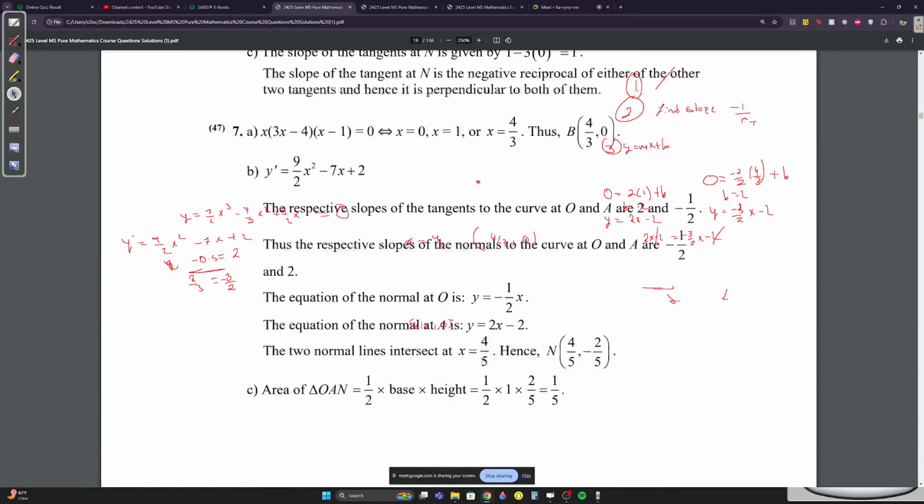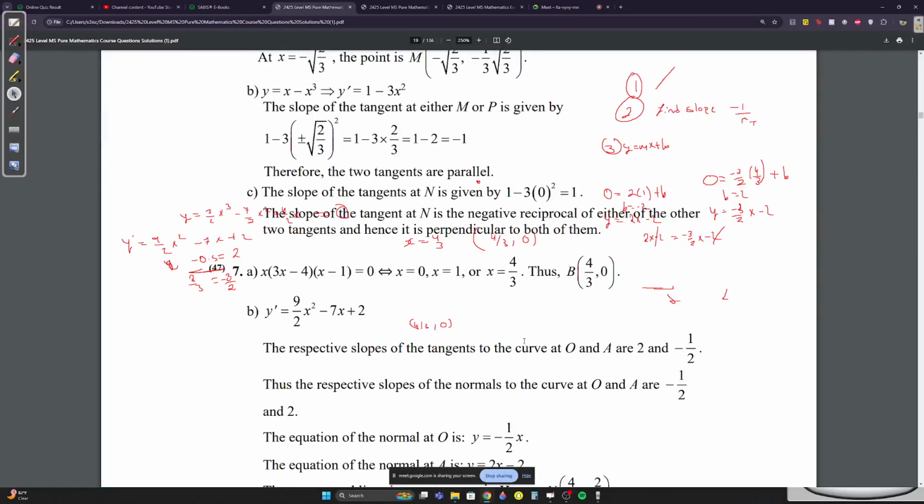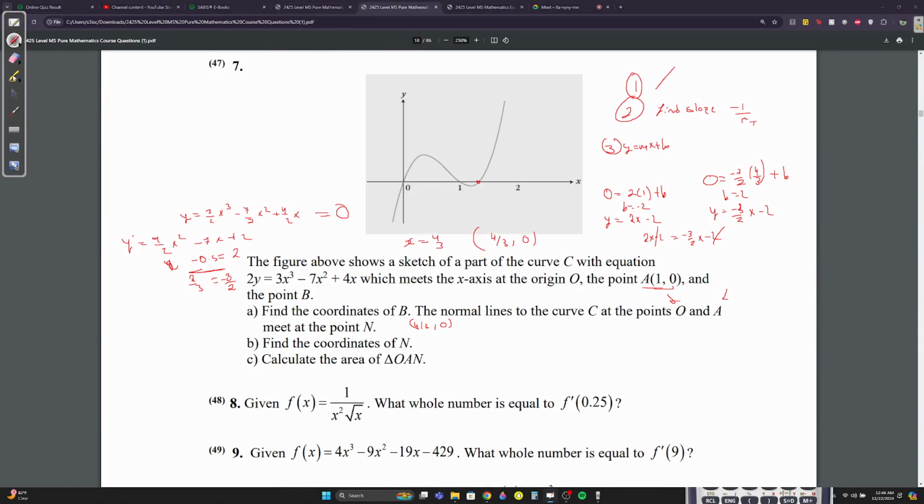Where am I? How did they get that? I really apologize. The points I used were A and B, but they want O and A. So let me redo this one. O is easy because O is the origin, 0 comma 0, so you can substitute fairly easily.